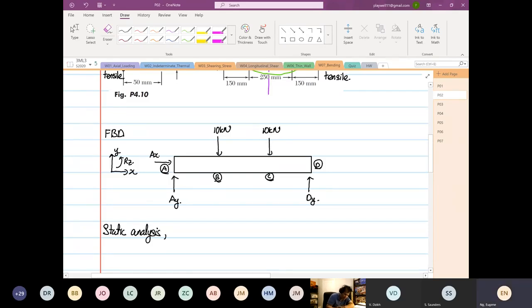Okay, so we are going to call summation of moment Z at point A.